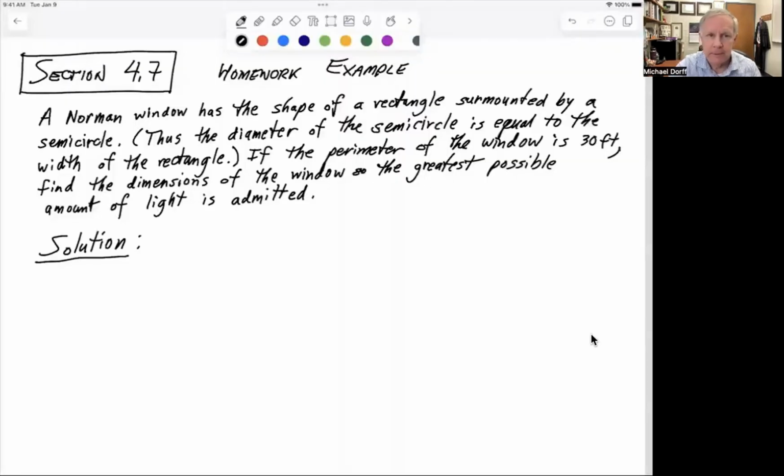We're going to continue our discussion about calculus and optimization problems. And we're going to now look at an example of a homework type problem.